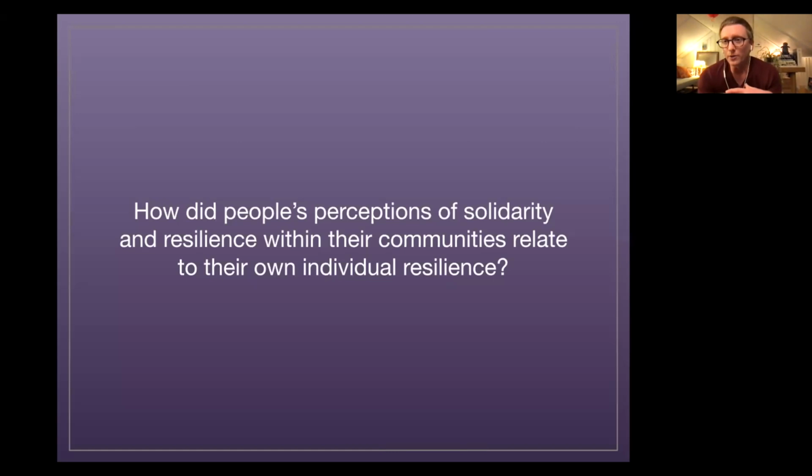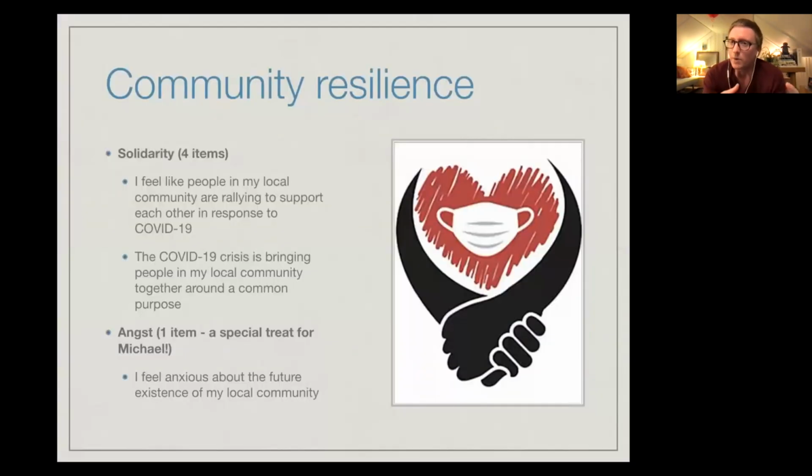But what we were ultimately really interested in wasn't so much their feelings of identification with the groups, although that's important, but what they were experiencing with regard to the resiliency of those groups, and especially their local community. So the next question we can take a look at is, how do people's perceptions of solidarity and resilience within their communities in response to this pandemic relate to their own individual resiliency? And so not just how identified are they, but how do they think their communities are responding?